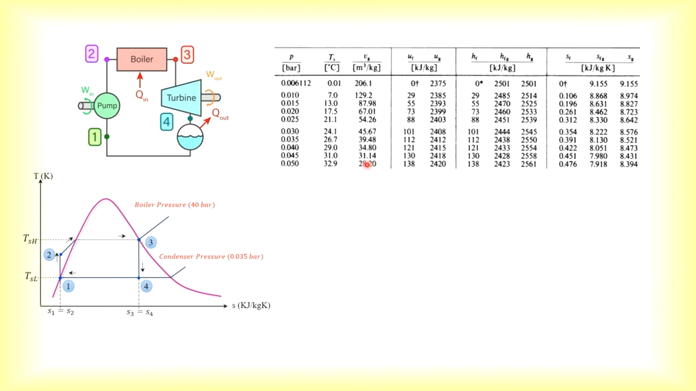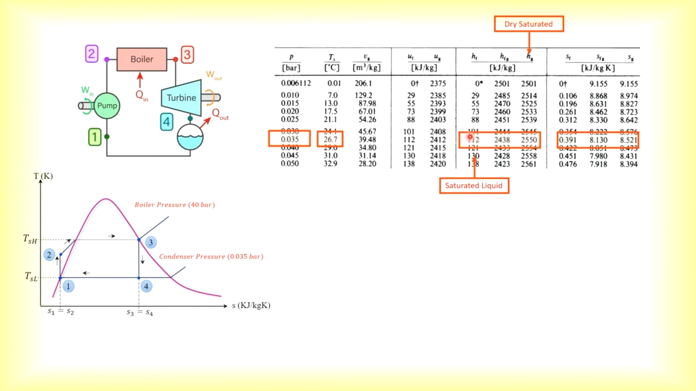Okay, so from your property table, you search for 40 bar and 0.035 bar. We look at 0.035 bar here. Based on 0.035 bar, the saturation temperature is 26.7. We are not interested in internal energy, so we are interested in enthalpy. So we have hf here, saturated liquid enthalpy 112, dry saturated vapor enthalpy 2550. And then for the entropy, we have 0.391 for saturated liquid, and the entropy of dry saturated vapor 8.521. That is based on the pressure of 0.035 bar, that is for the condenser.